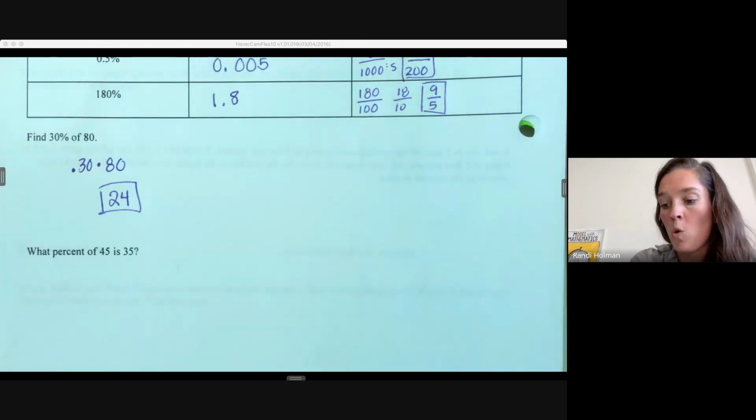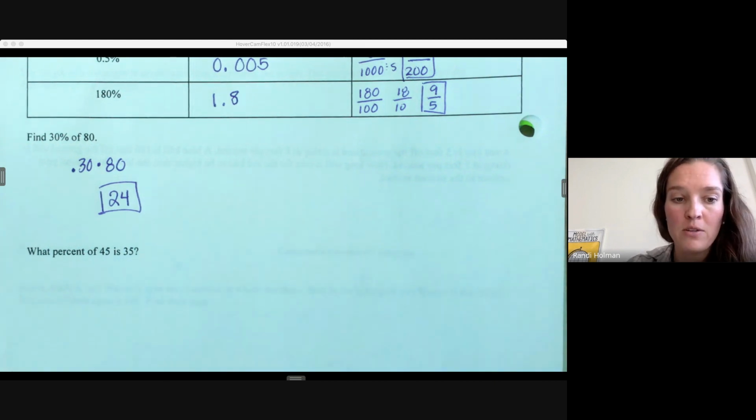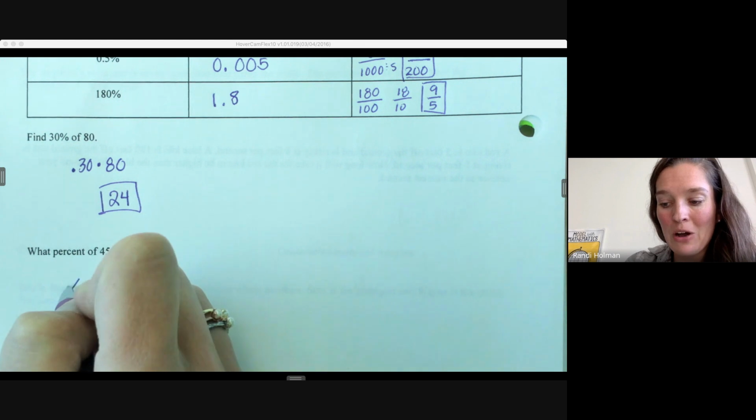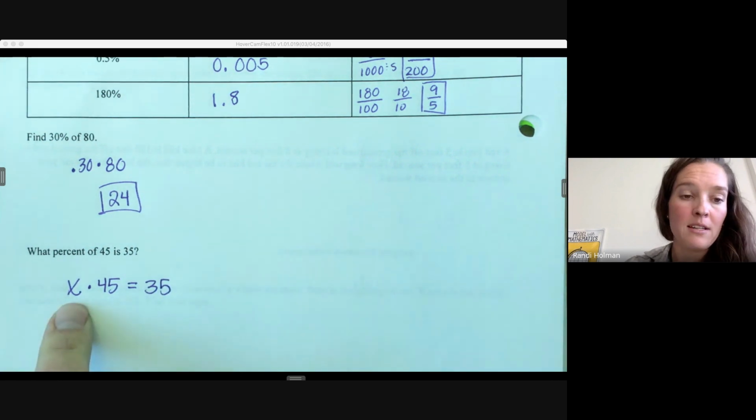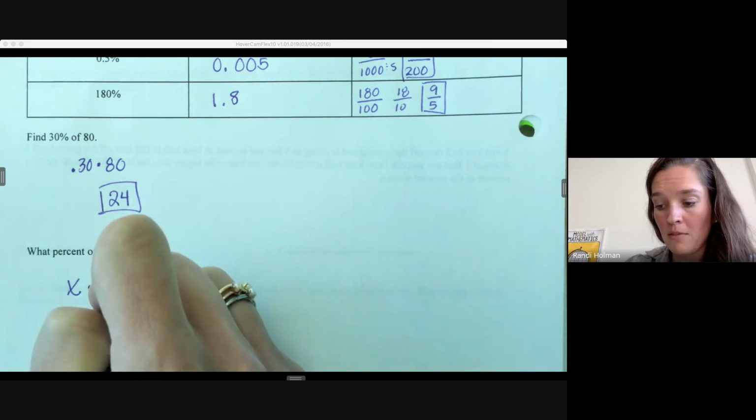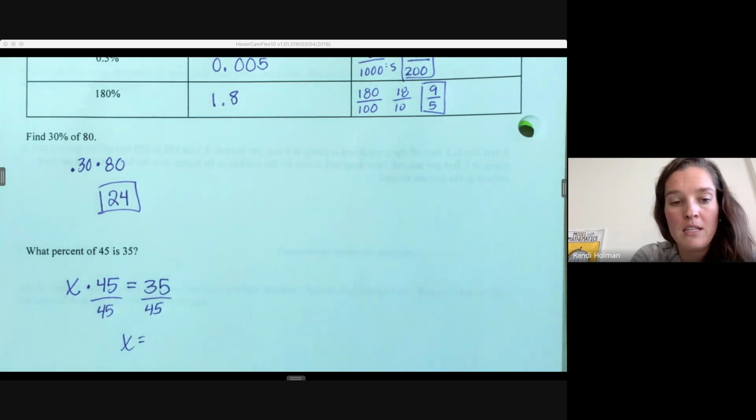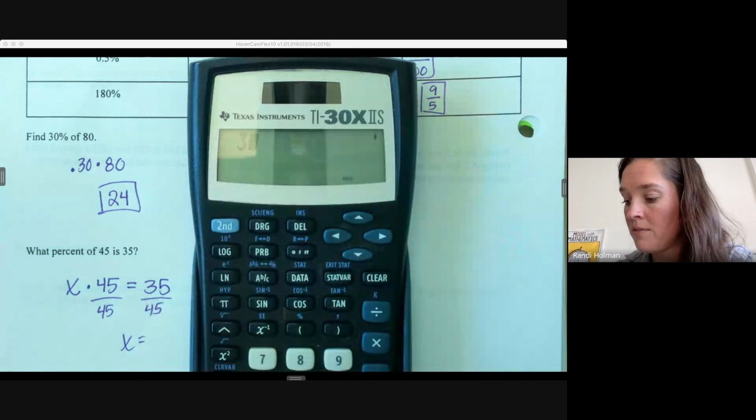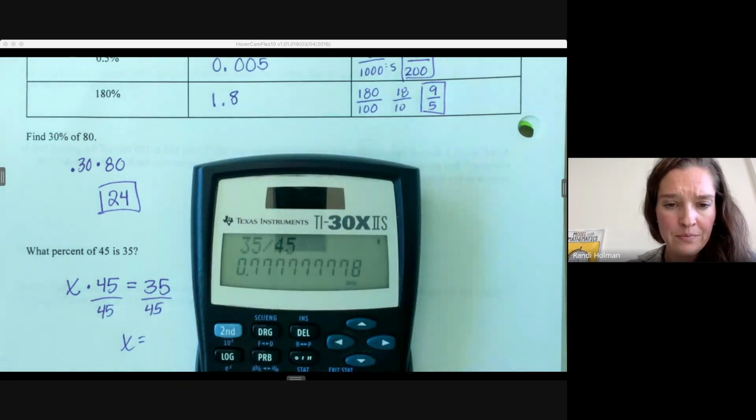Okay. What percent of 45 is 35? This is where we use translating your sentence. We don't know the percent of 45, but we know it is 35. What percent, that's the thing I don't know, of 45 is 35. So to find this percent, we're just going to divide both sides by 45 here, and get that our percent is 35 divided by 45. This thing.